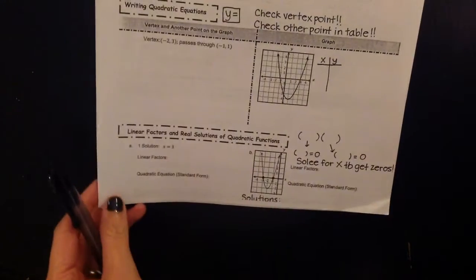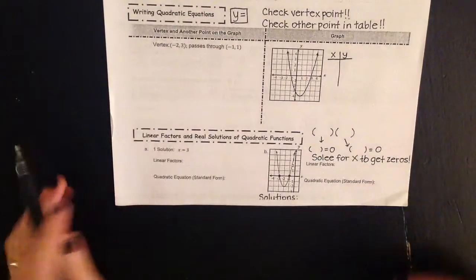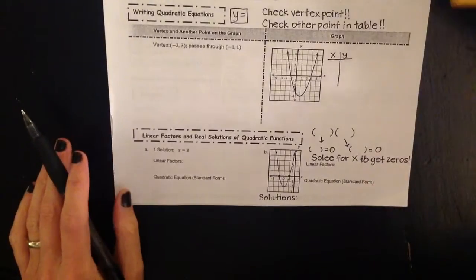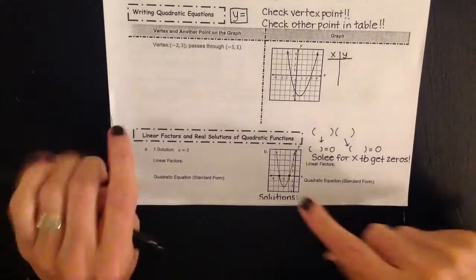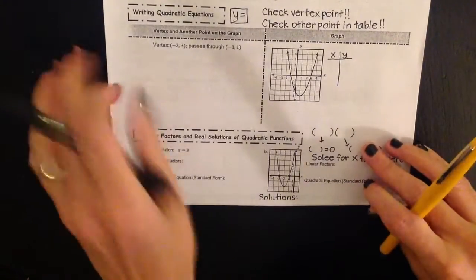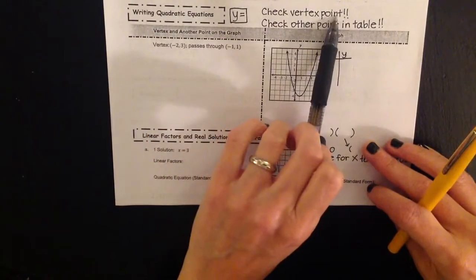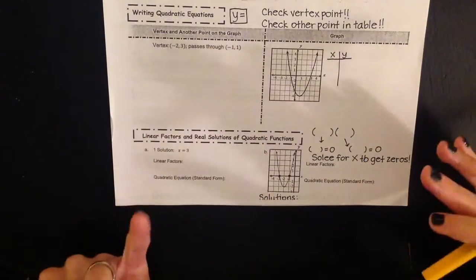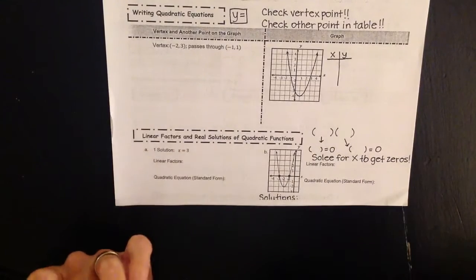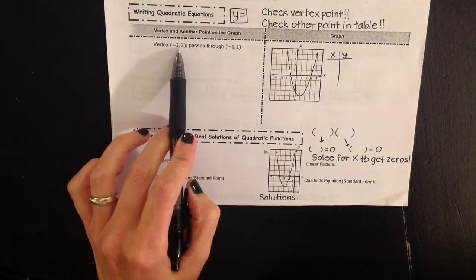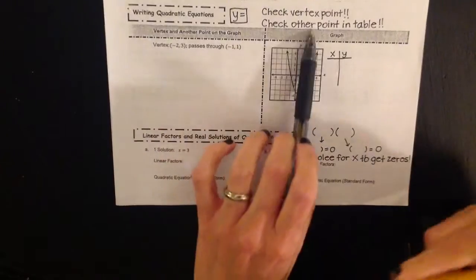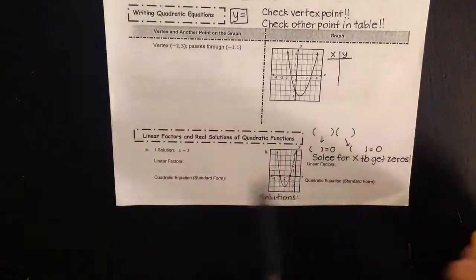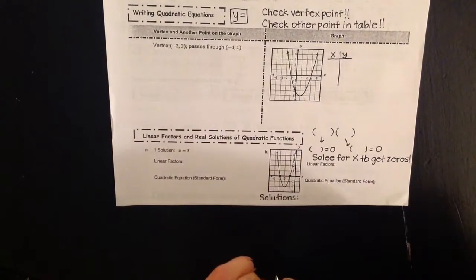All right, writing equations in the calculator. So here's what you're going to do, the same thing here. You're going to type your equation into y equals. You're going to check your vertex point. So you have to go second trace, okay, and find your vertex point and see if it matches what they say the vertex is supposed to be. Then you have to check the other point in the table, okay? And that is what I would do.